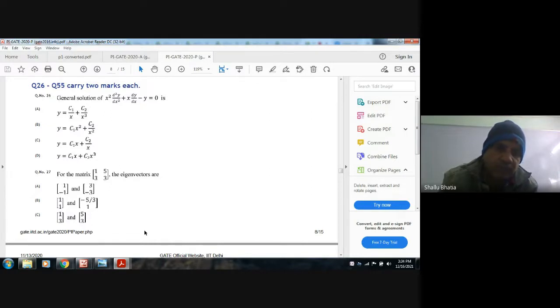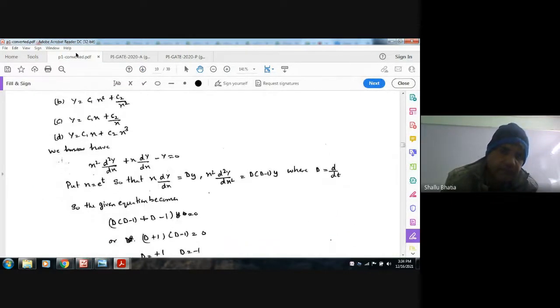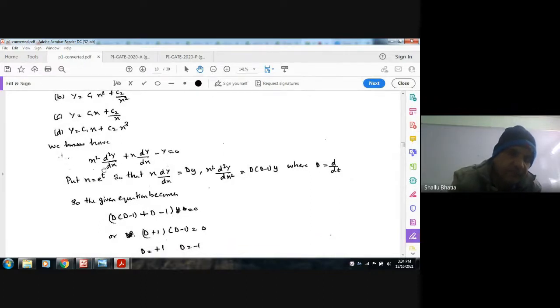So, question number 26: the general solution of x square d square y by dx square plus x dy by dx minus y is equal to 0 is. Option A, y is equal to c1 by x plus c2 by x cube. B, y is equal to c1 x square plus c2 by x square. Option C, y is equal to c1 x plus c2 by x. Option D, c1 x plus c2 x cube.